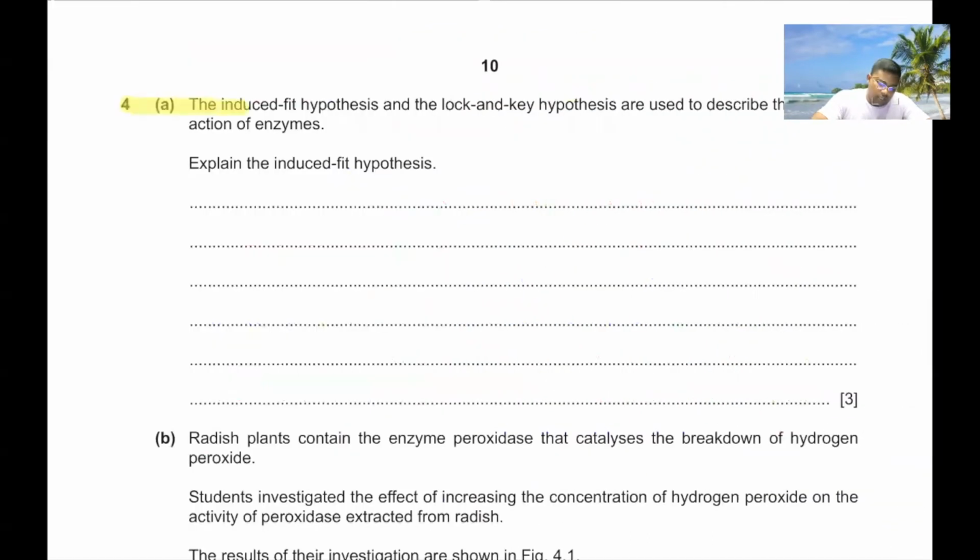Question number 4. The induced fit hypothesis and the lock and key hypothesis are used to describe the mode of action of enzymes. Explain the induced fit hypothesis. So basically, an active site of an enzyme is not fully complementary to its substrate. So the active site changes shape slightly to fit around the substrate and forms an enzyme-substrate complex. The active site then returns to its original shape on release of the product. Change of the shape to give a complementary fit also lowers the activation energy of the reaction.